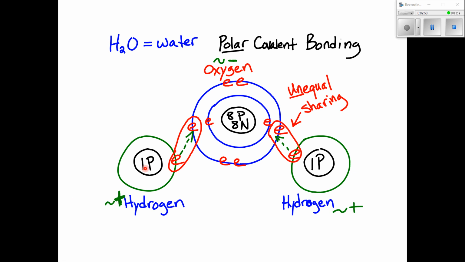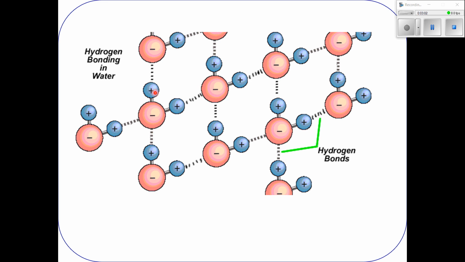Let me get my pointer here. So here's our slight positive charge on hydrogen, slightly negative charge on oxygen. That means the water molecule itself is a polar molecule. And that means when there are multiple water molecules, like in a drop of water, for example, in between the water molecules, there will be hydrogen bonding. We'll have that weak attraction that causes the water molecules to cling together in a kind of unusual way.